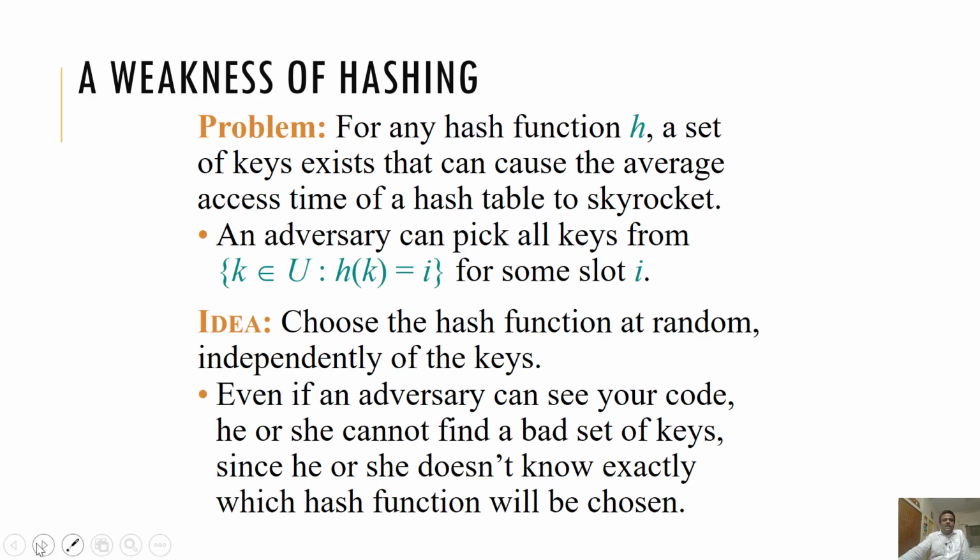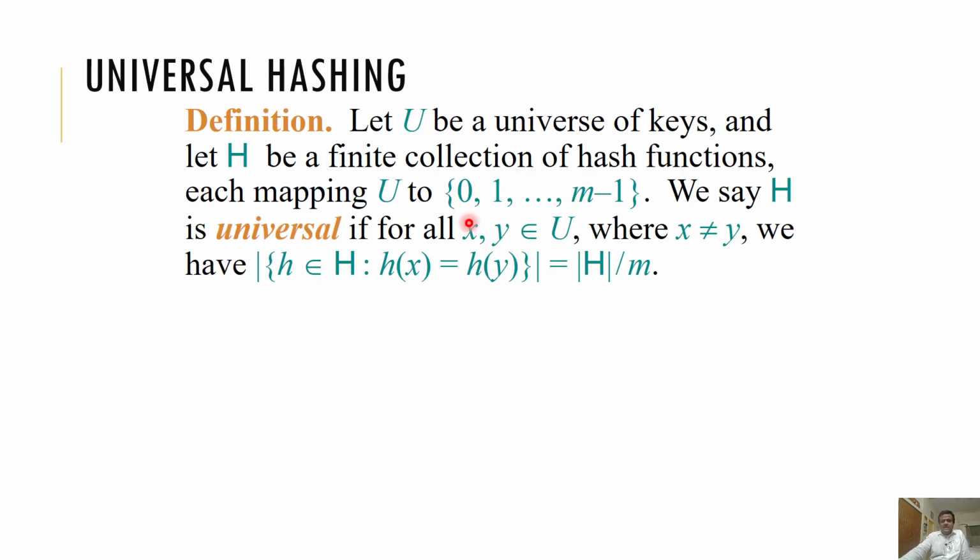So we are looking for some group or collection of hash functions, from which we can choose a hash function at random. Now let us talk about a good collection of hash functions, which is called universal hashing. Let us consider a collection of hash functions, all hash functions from U to this set, and this collection will be called a universal collection.